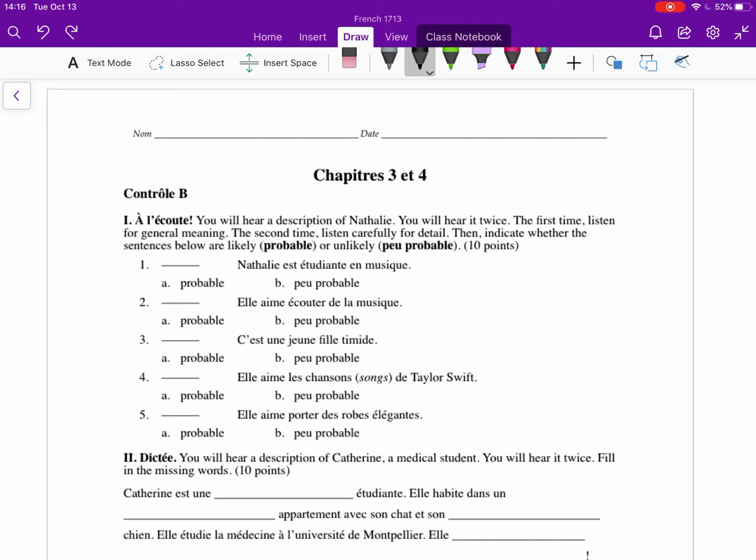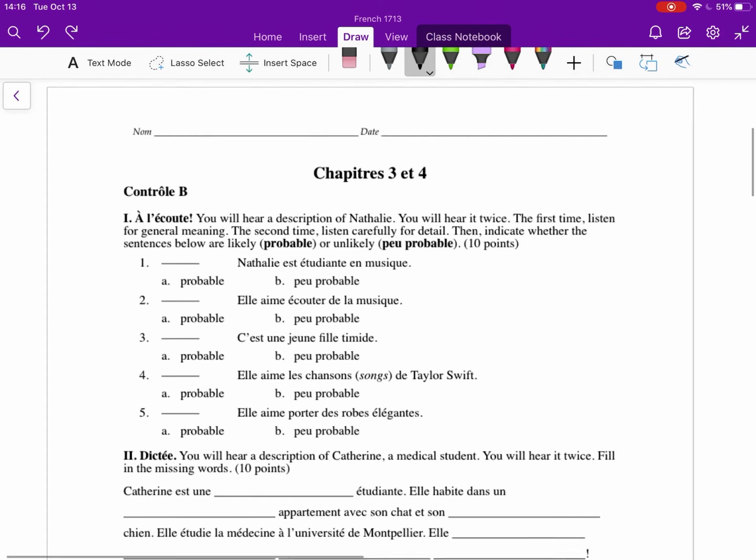Hi everyone. I am going to go through the chapter 3 and 4 practice tests. The key is online, as is the MP3 for the first two exercises, the oral exercises. So make sure to go to those as well to help you with studying.